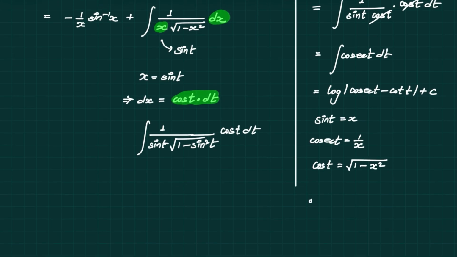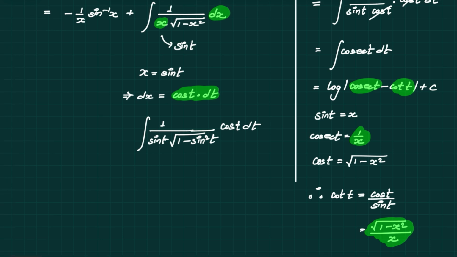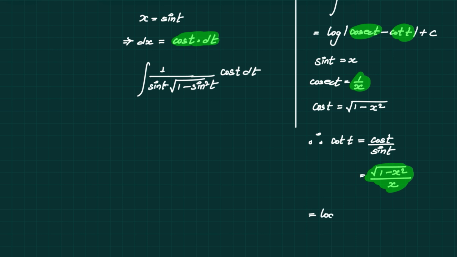Therefore, the value of cot t equals cos t divided by sine t, and hence cos t is the square root of 1 minus x square, over sine t, which is x. So let us put back the value of cosec t, that is 1 by x, and cot t, that is square root of 1 minus x square by x. Hence, the second part of the integral will be equal to log of 1 by x minus square root of 1 minus x square by x plus c.